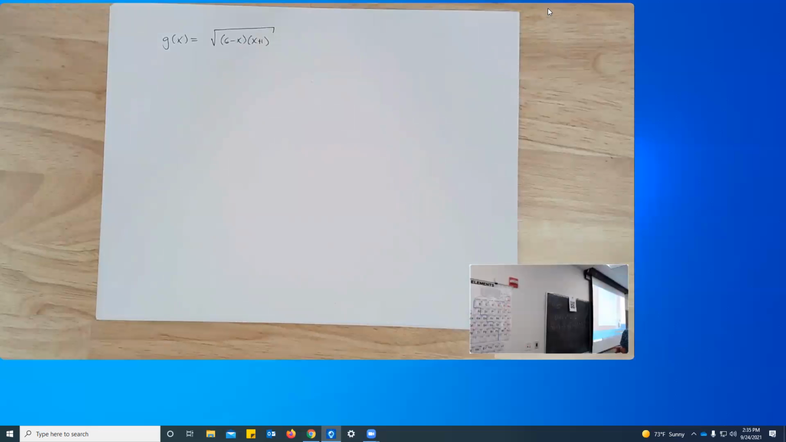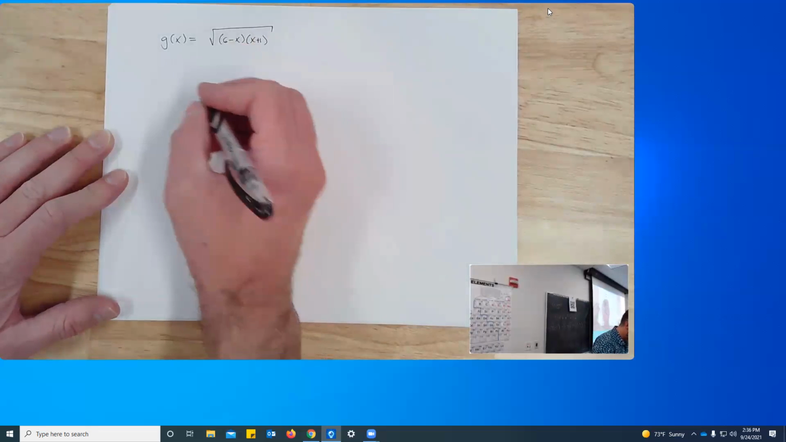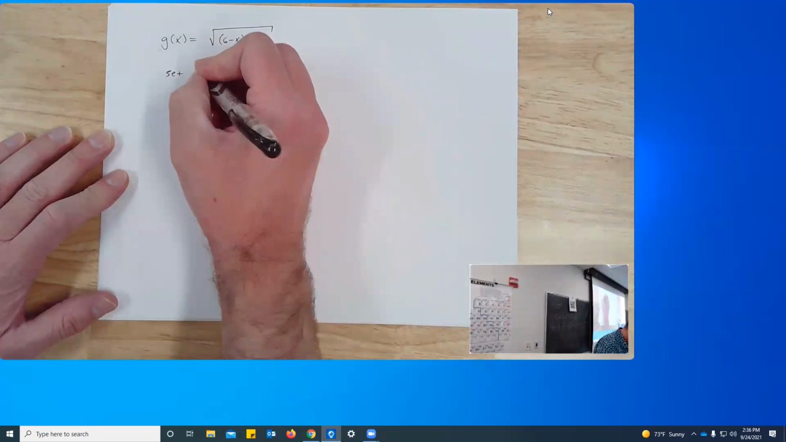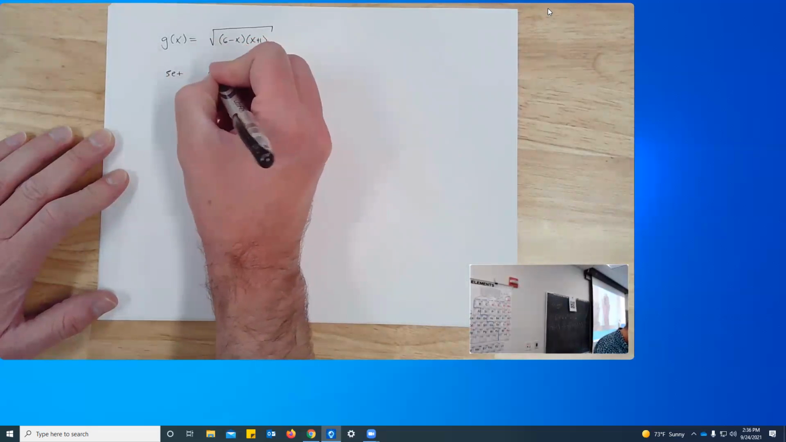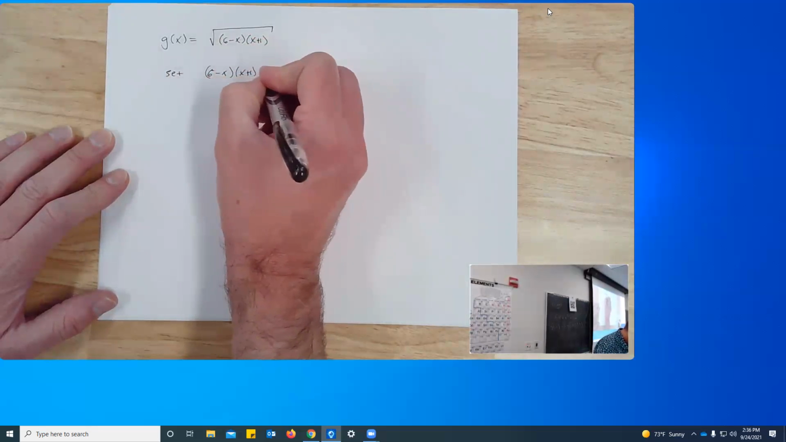And when we're talking about functions, we're always talking about real-valued functions, meaning the outputs have to be real, non-imaginary numbers. So here, when I see something like this, I'm going to set the insides, 6 minus x times x plus 1, to be greater than or equal to 0.